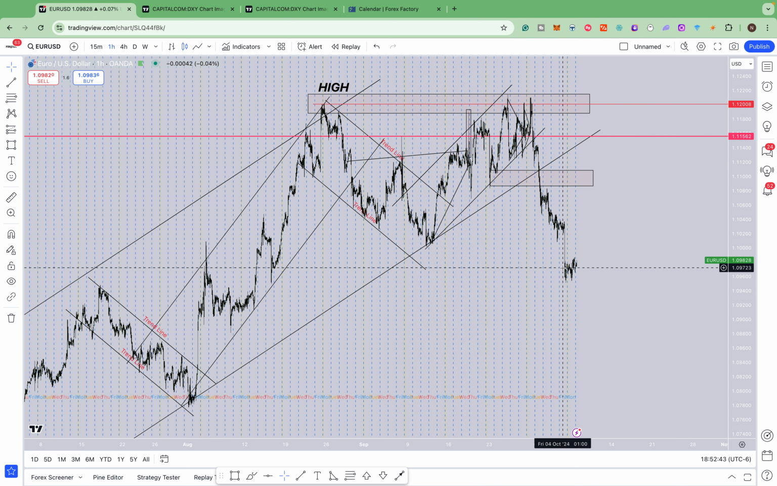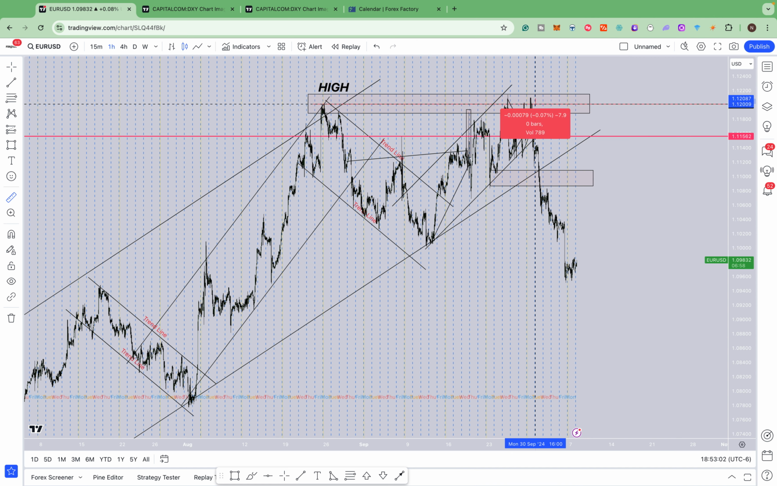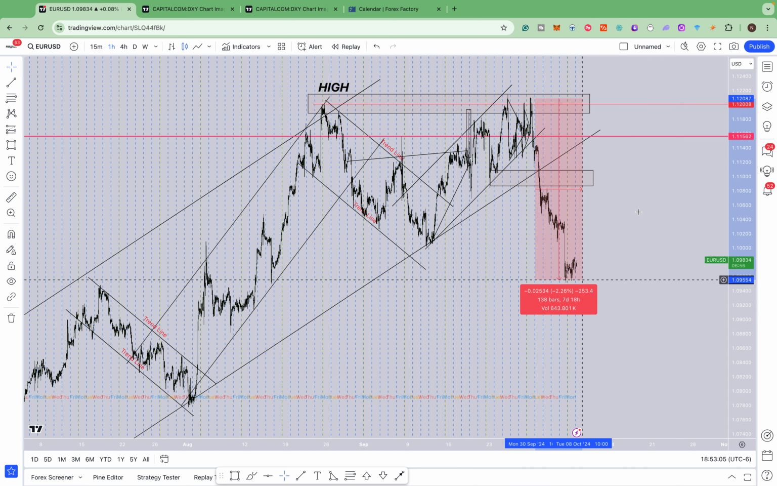The fundamental event, the rate cut for FOMC, played a very large role in what happened here with this move. This move was 250 plus pips on the Euro US dollar in 1 week. I personally caught this entire move with my students.